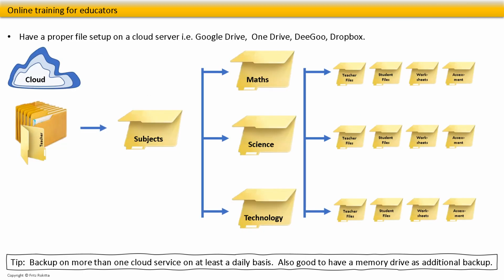Here is an example of how you can have a proper file setup on a cloud server like Google Drive, OneDrive, Dropbox. There are many other cloud services also available, and some of them are free with your subscription, like for example Microsoft and OneDrive. It is also wise to back up your work on more than one of these cloud services on a daily basis. It might also be a good idea to have your work on a static drive or a memory drive as an additional backup that you can carry along with you.